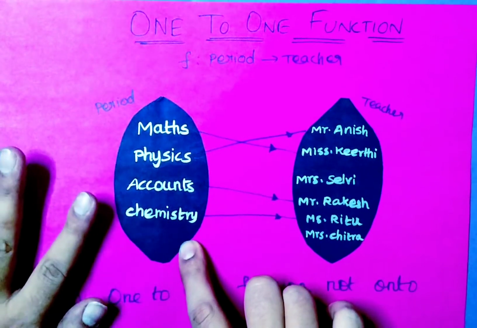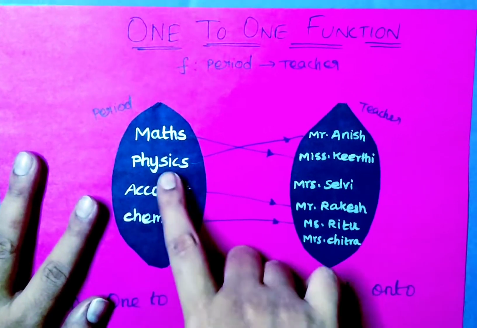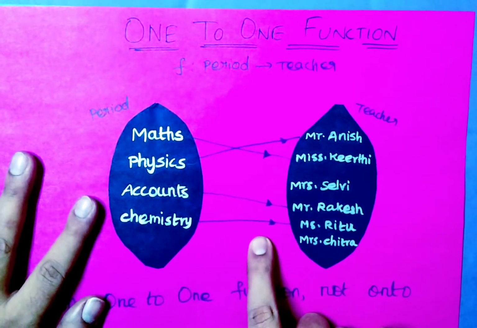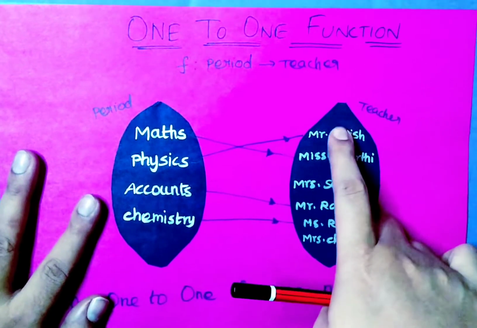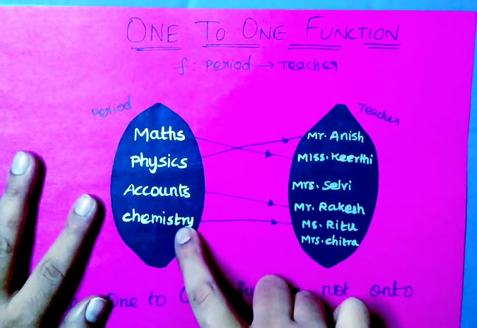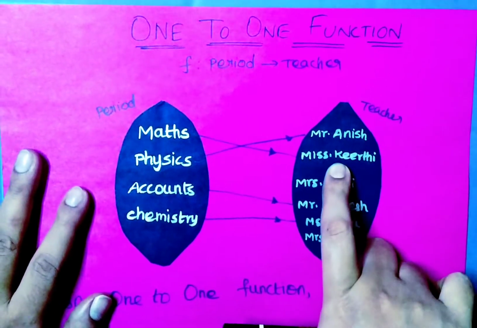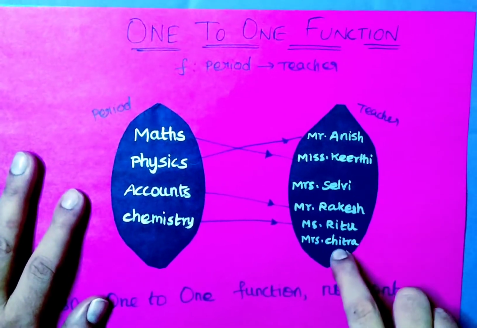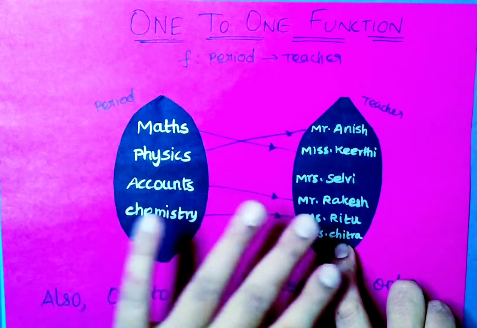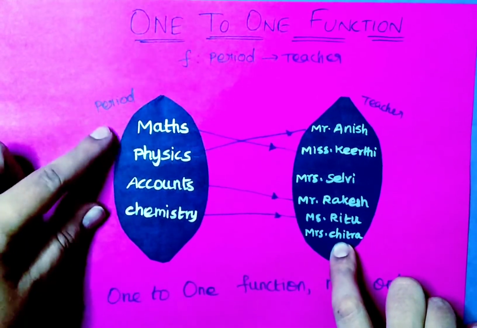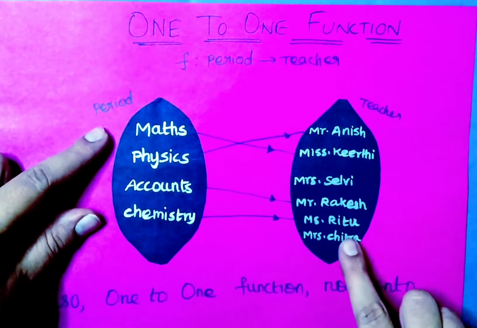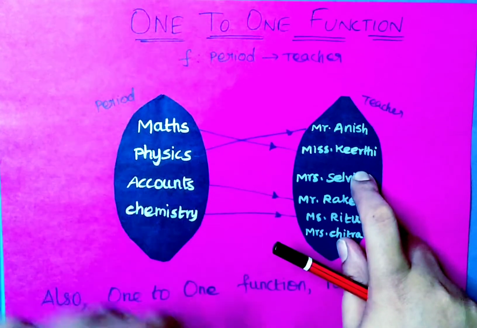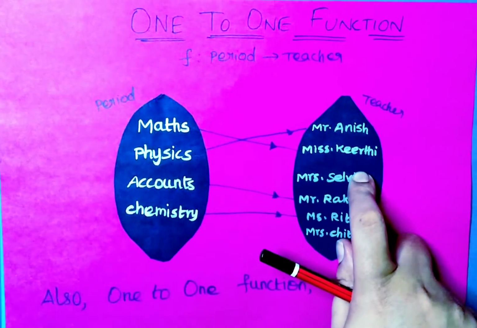Okay, so this is the concept of one-to-one function. So all the elements from the domain should have unique images. Unique image in the sense, other elements should not have that image. So that is, other subjects should not be handled by Kirti. Okay, and if you see in the teacher set, we have Mrs. Selvi and Mrs. Chitra not taking any classes with respect to these subjects, isn't it? That is not a problem. If any elements are left out without mapping in the second set, that is not a problem for one-to-one function.